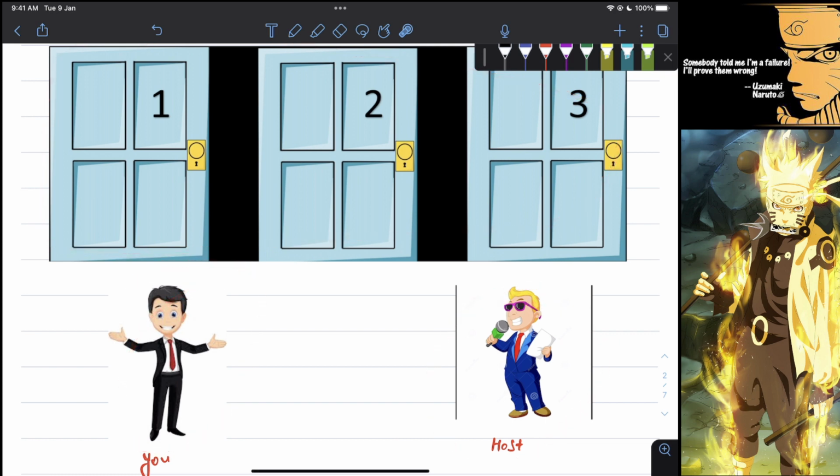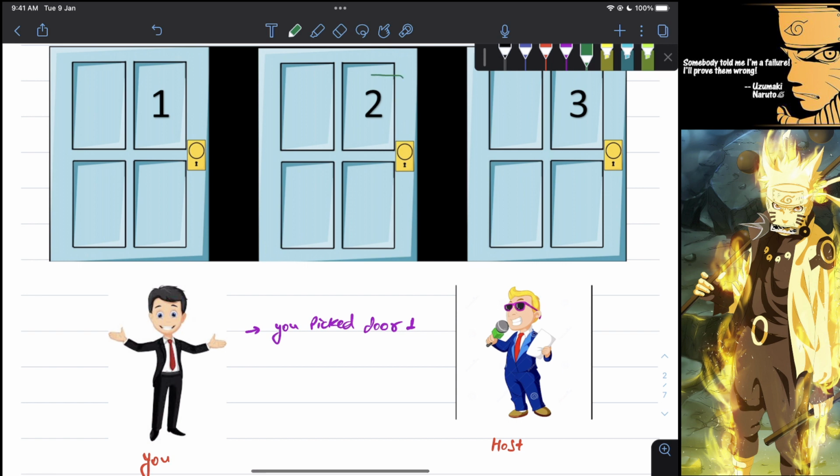Now the host will ask you a simple question. Which door do you want to pick? Now, of course, you don't know anything, right? So you will randomly pick one door. Let's say you go with door number one. Let's say you picked door number one. Completely random, right?